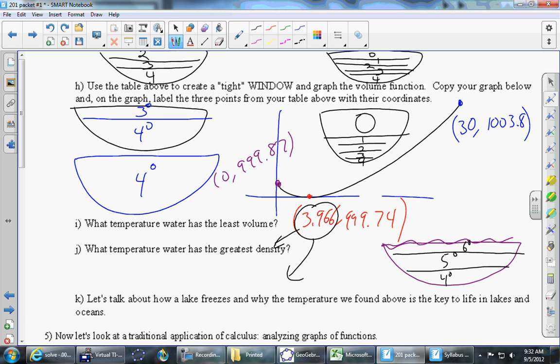It seemed like a horizontal line, actually, when we first graphed it. But this is how life exists at the bottom of the lakes. It's because of that 4-degree water. It's just a tiny bit more dense, and that's all that we needed.